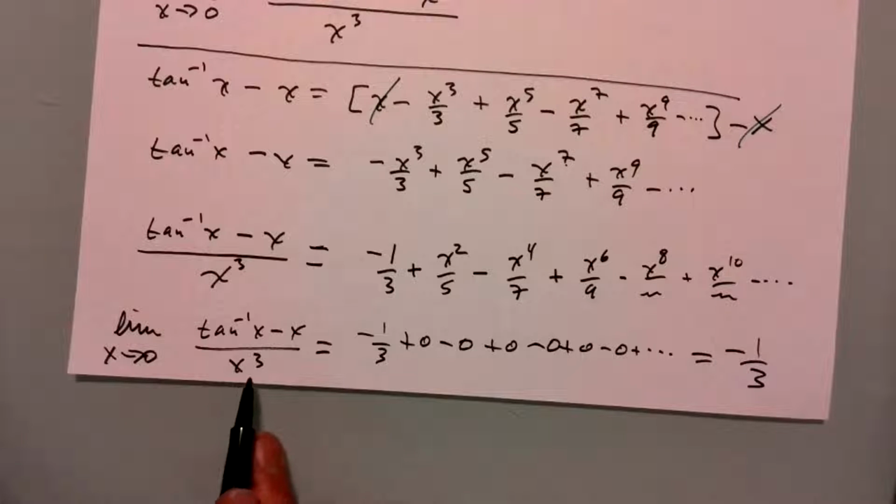Derivative is 3x squared, then 6x, then 6. You've got to take derivatives multiple times to get to L'Hopital. But with the series, it's actually a relatively easy thing for us to do.